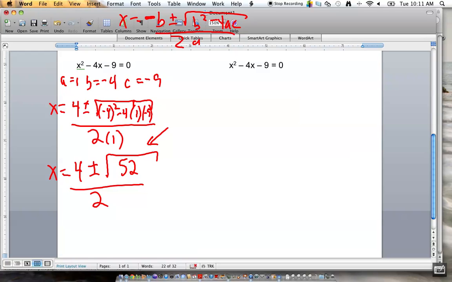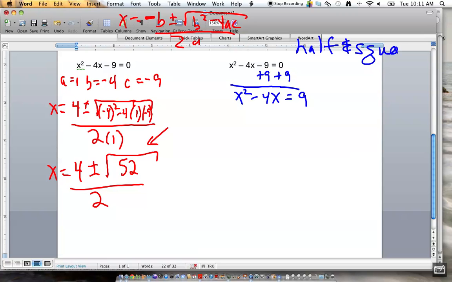Now let's do the same exact question using completing the square. Plus 9 to both sides: x squared minus 4x equals 9. The key phrase here is half and square. So it's x minus 2 squared.